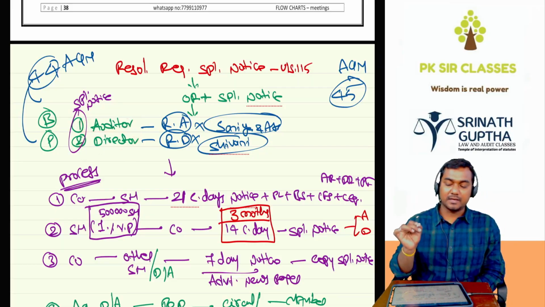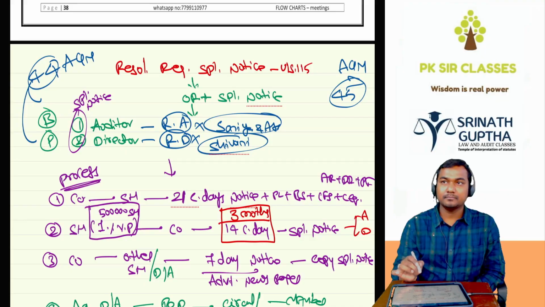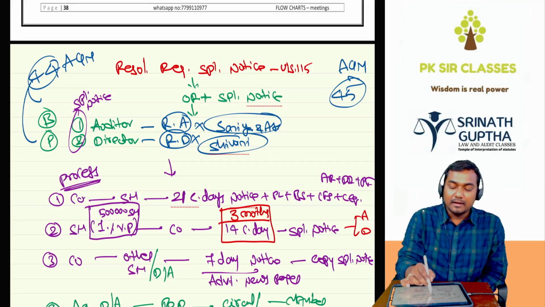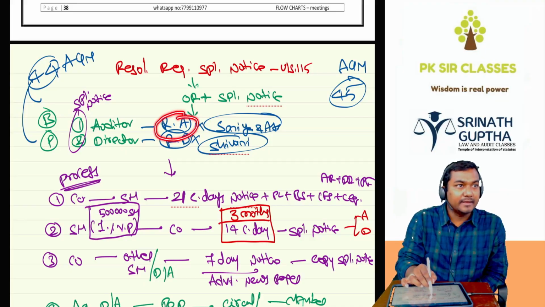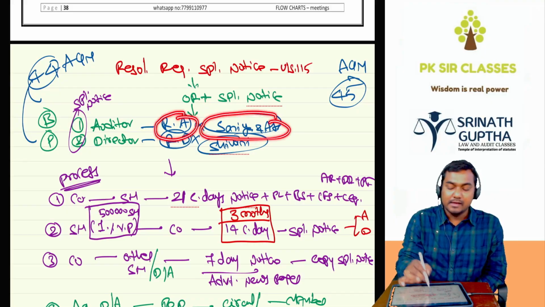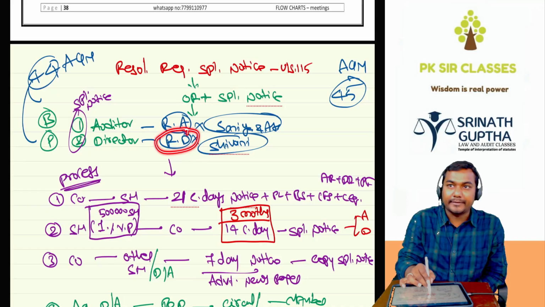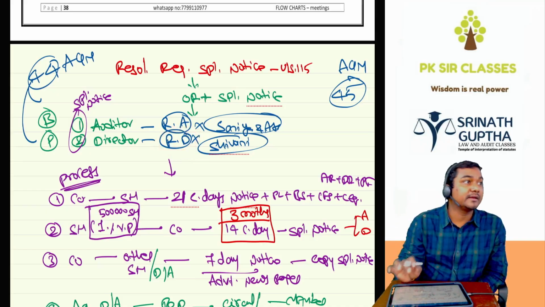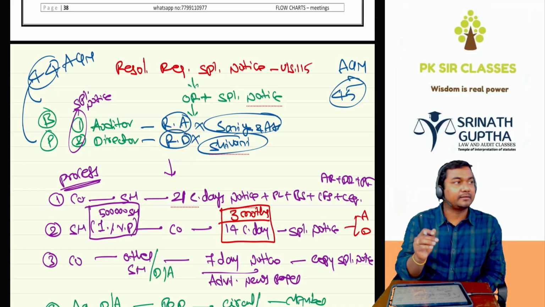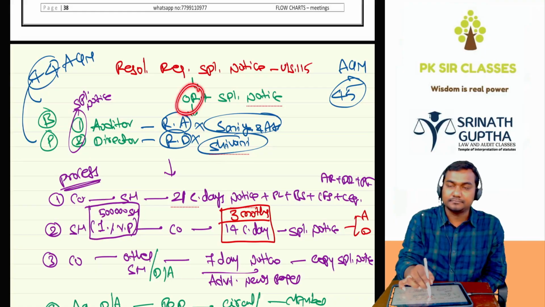Section 115 will be applicable. Retiring auditor should not be reappointed, or proposing an auditor other than the retiring auditor. Retiring director should not be reappointed, or proposing a director other than the retiring director. So for appointment of director and appointment of auditor, we require the OR. That's why it is OR plus a special notice.